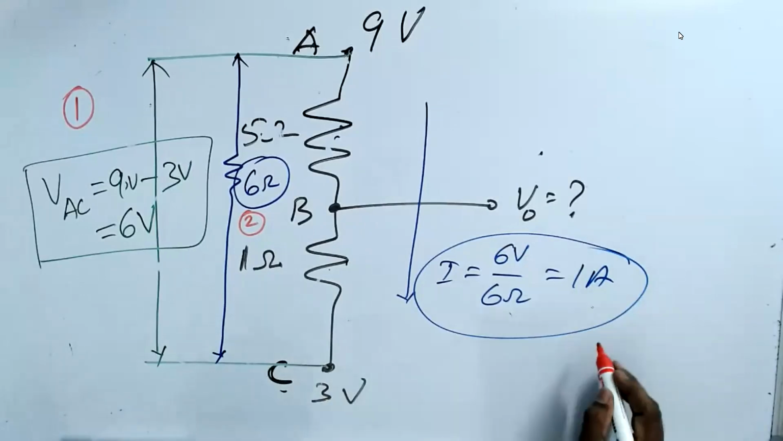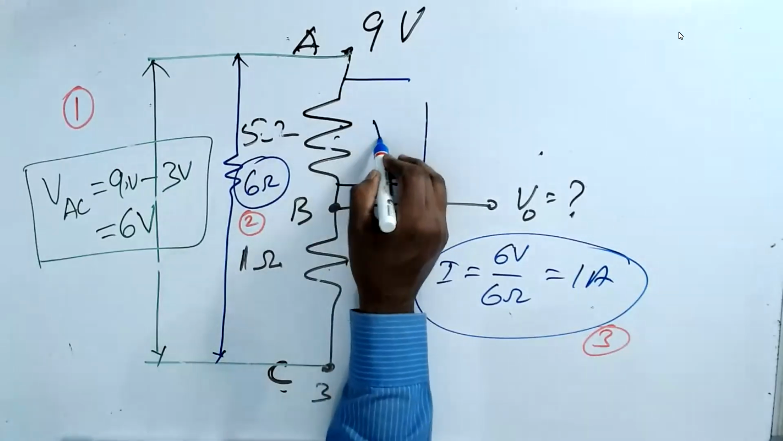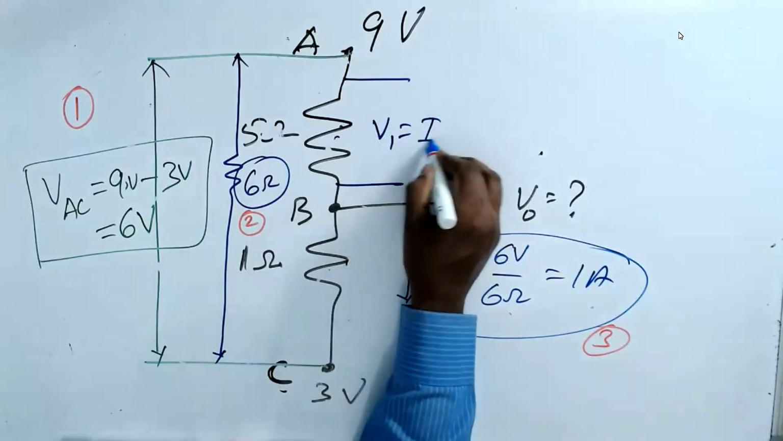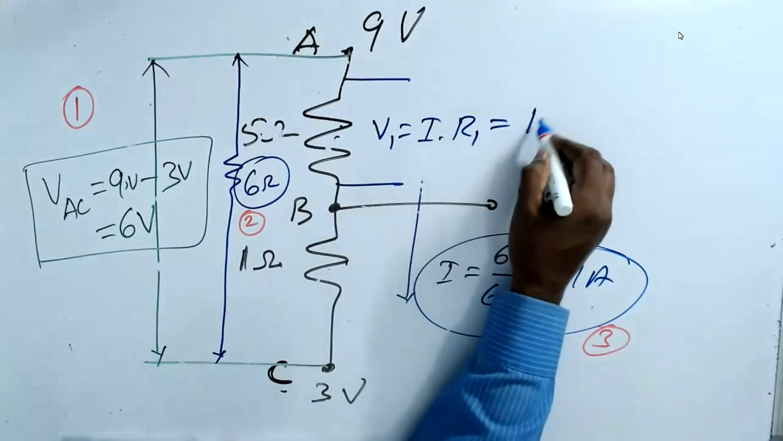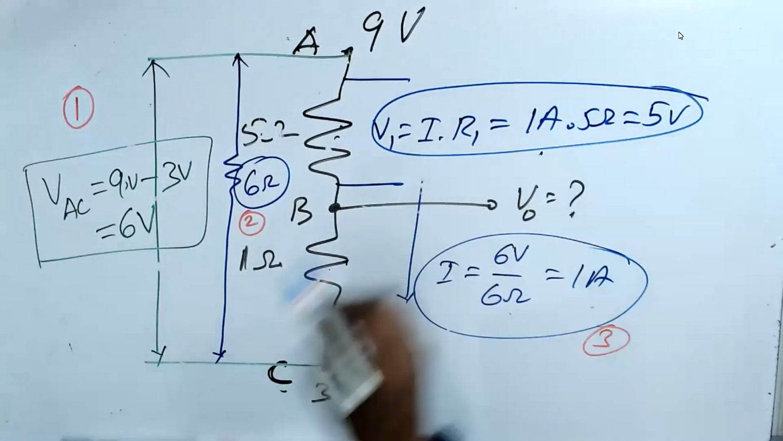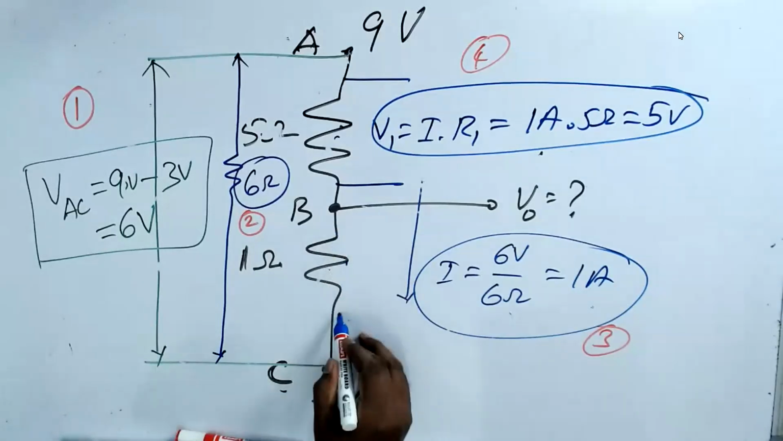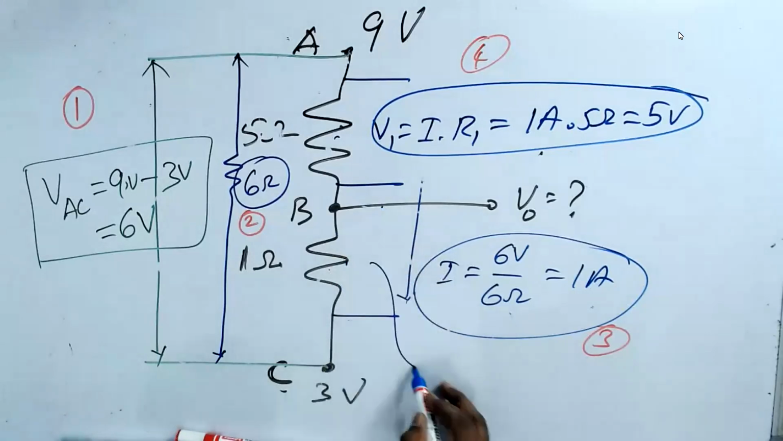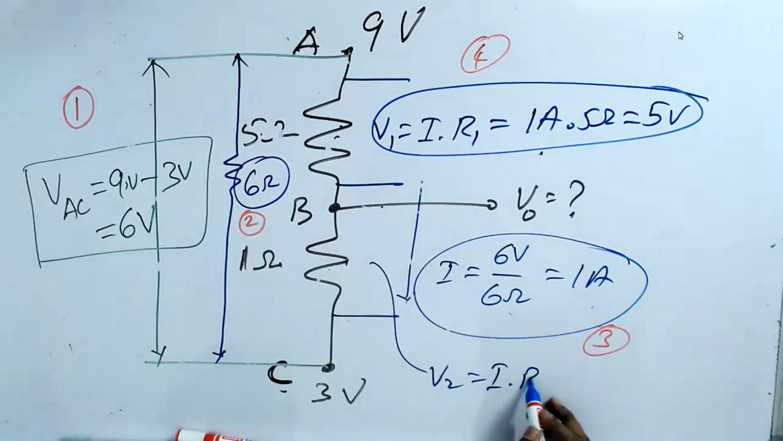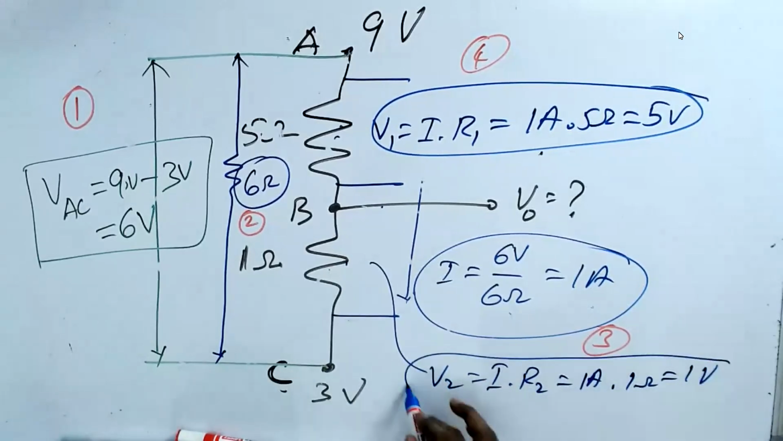I'm just going step by step. That's the trick. Now, the fourth step is the voltage across R1. V1 is equal to I into R1, which is 1 ampere into 5 ohm, equal to 5 volt. This is step 4. And here, V2 is the voltage across R2. V2 is equal to I into R2, which is 1 ampere into 1 ohm, equal to 1 volt. This is step 5.